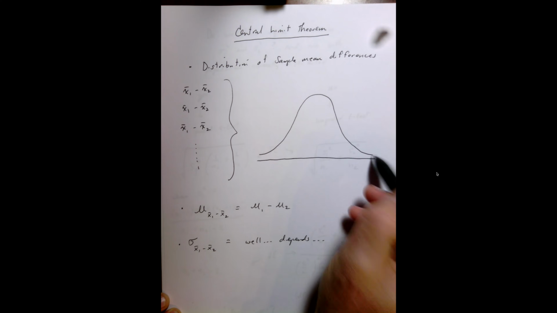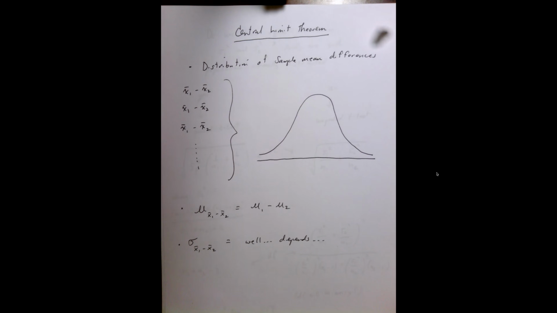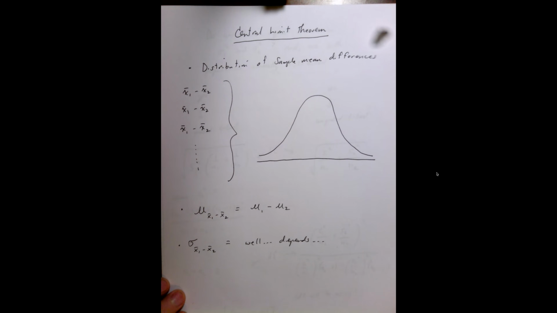And why is that important? Because a normal distribution is defined by its center and its spread. Well, the center of that distribution, mu of x bar 1 minus x bar 2, is just the mean of population number 1 minus the mean of population number 2. The standard error depends. There are some caveats here that we have to consider, and I'm going to teach you the difference, and then I'm going to tell you what I think you should do and the reason I think you should do that.